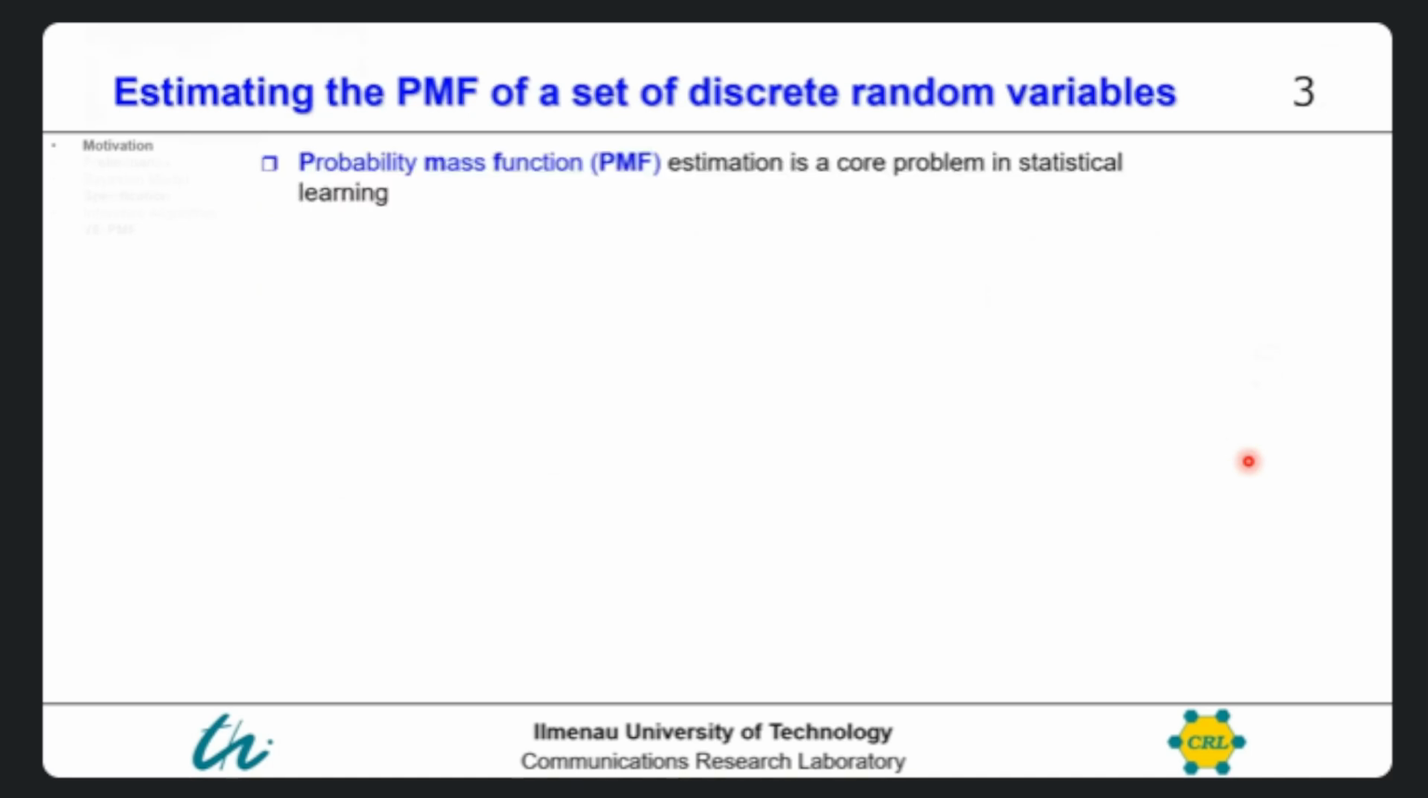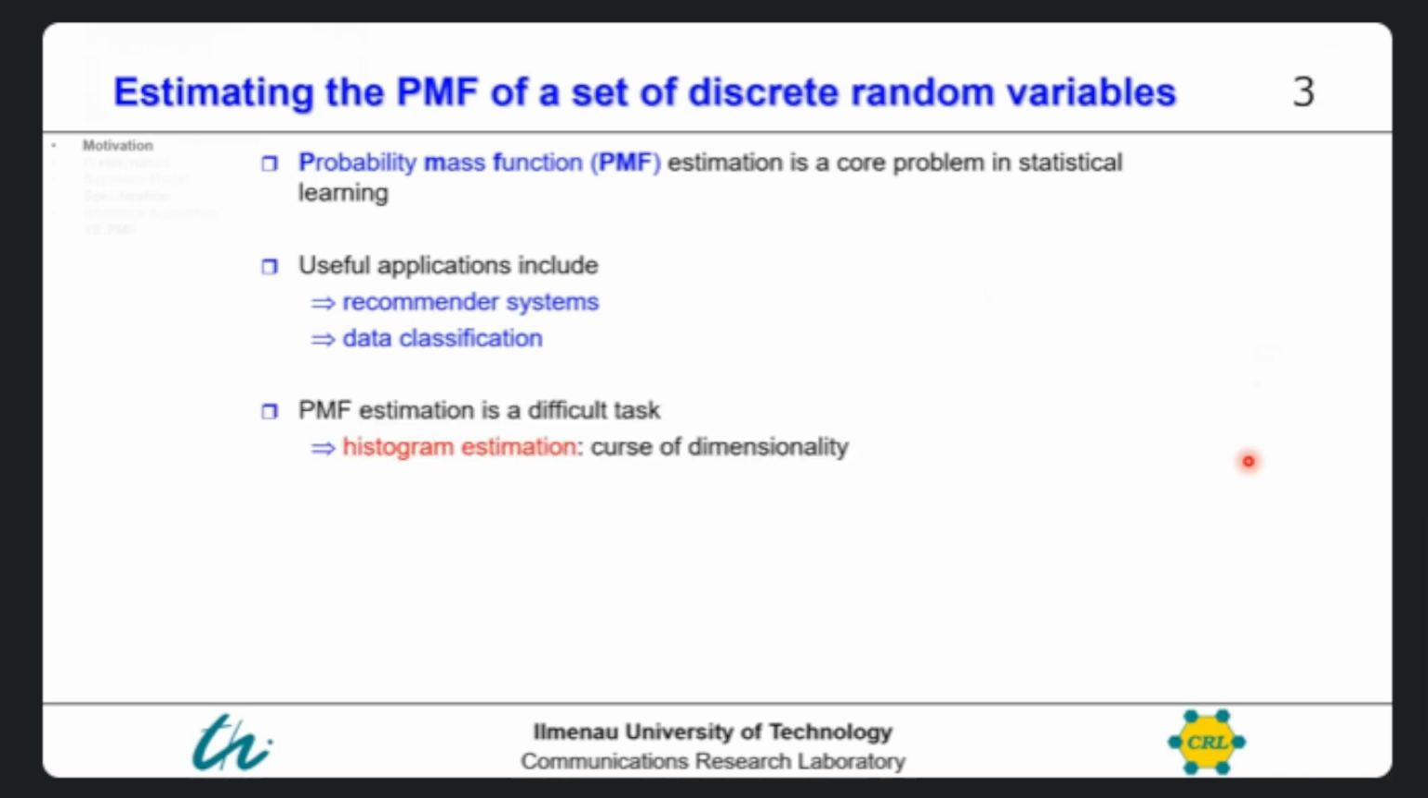So we've already heard a lot about the motivation of why we need to estimate the PMF of a set of discrete random variables. We've looked at applications already, some of the examples being recommender systems and data classification. It's generally a difficult task to estimate a PMF, especially using a histogram, because of the curse of dimensionality. As you increase the number of random variables, you need increasing data in order to get an accurate estimate.